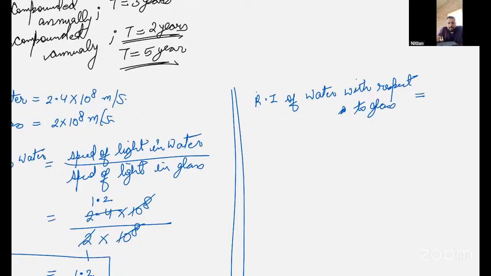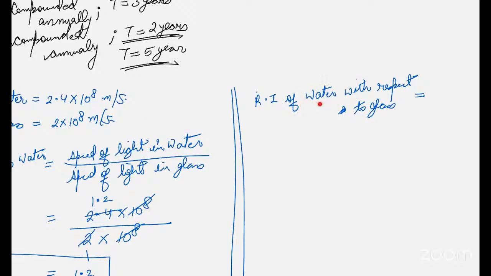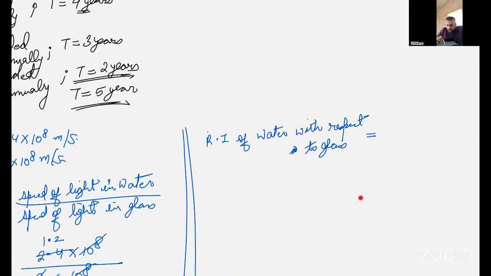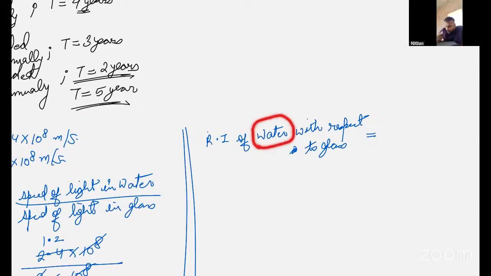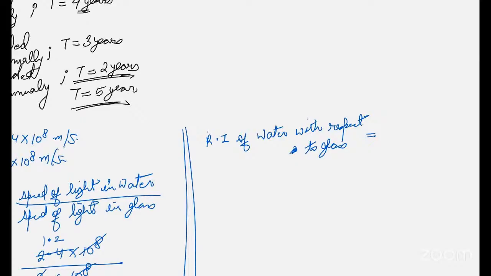So, which refractive index are they asking? They are asking for the water. Joshua, which refractive index are they asking? I think they're asking about the refractive index of water. Yes, correct, so you got it. So it means that the speed of light in water will come in the numerator or denominator? Denominator. So what will come in the numerator then?